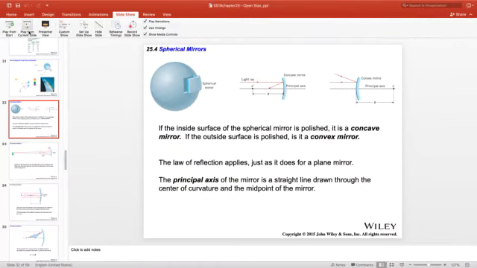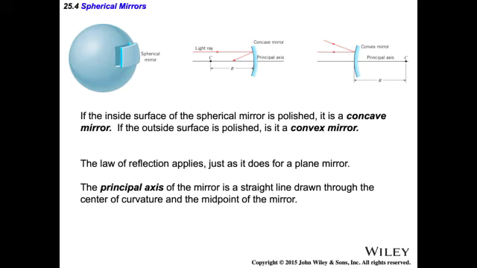All right, what we're going to be talking about here is spherical mirrors. Okay, spherical mirrors. And there's two kinds of mirrors. In other words, we're going to pretend that a mirror is a sphere on both sides. So we're going to take a mirror that is a sphere.